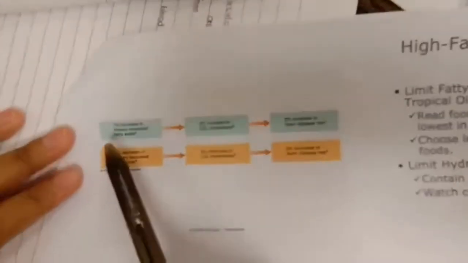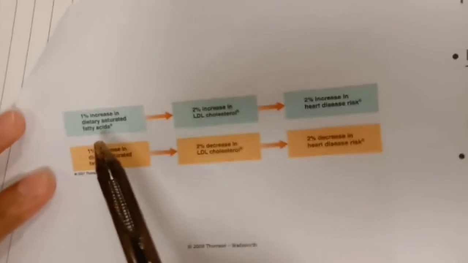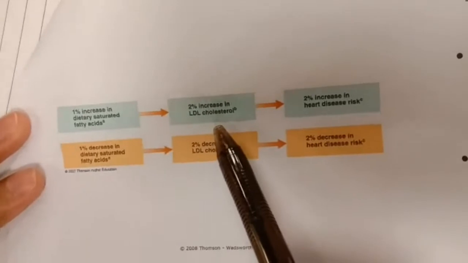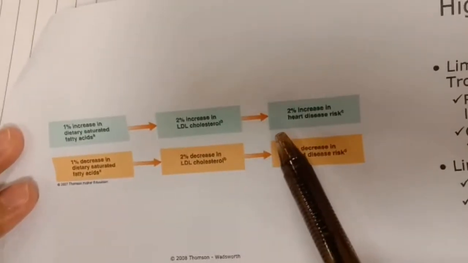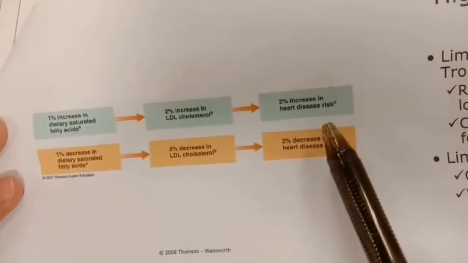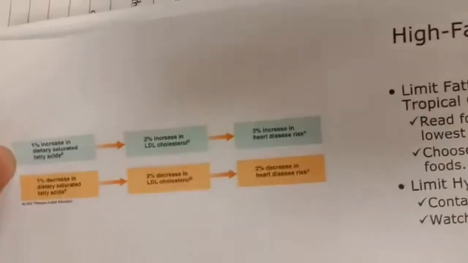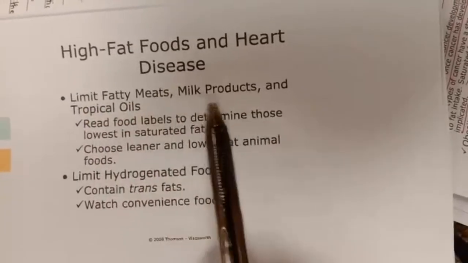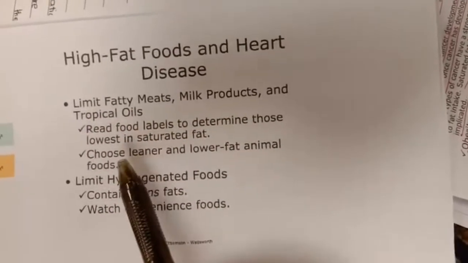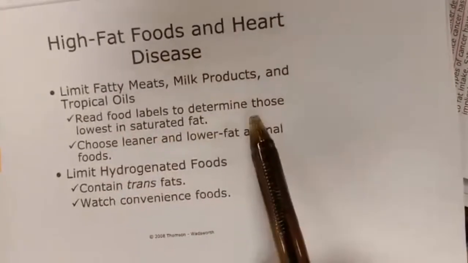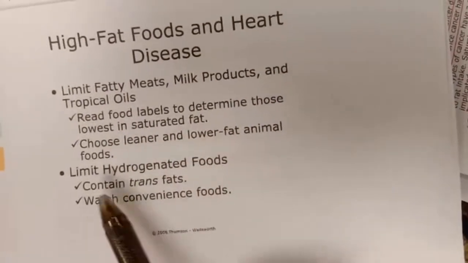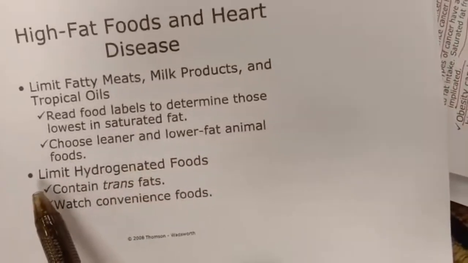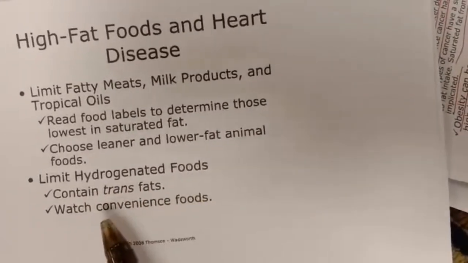This chart explains that a 1% increase in dietary saturated fatty acid will lead to a 2% increase in LDL cholesterol and a 2% increase in heart disease risk. So we have to limit fatty meats, milk products and tropical oils and read the food labels to determine those lowest in saturated fat. And choose the leaner and lower fat animal foods. Next, limit the hydrogenated food as it contains trans fat.